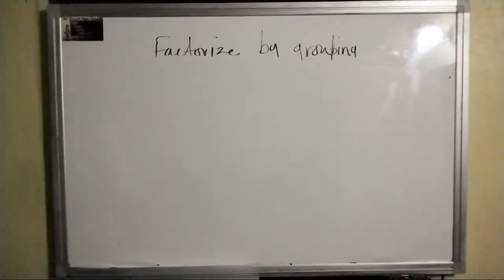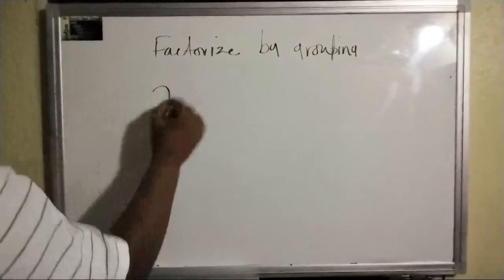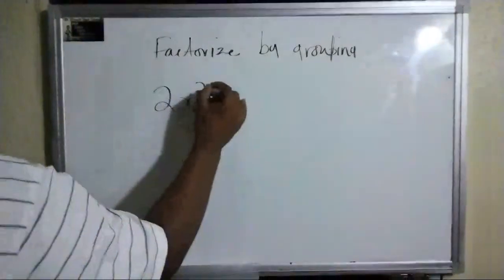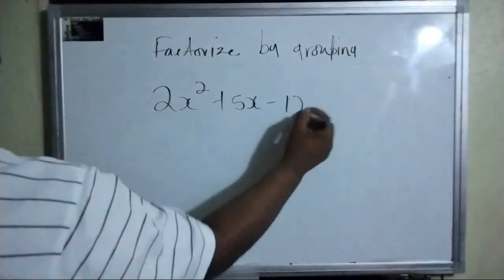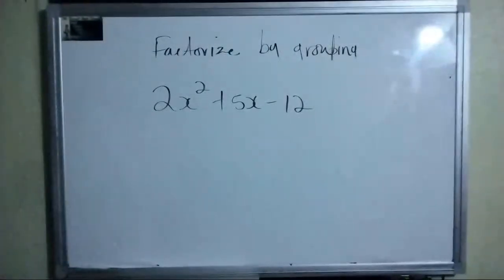Alright, let's try this one, guys. See if you guys can figure out this one. 2x squared plus 5x minus 12. What are the factors? That one is tough, so I'm going to give you guys a little bit more time with this one.